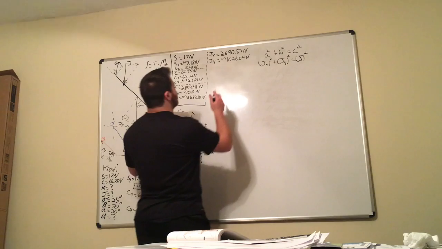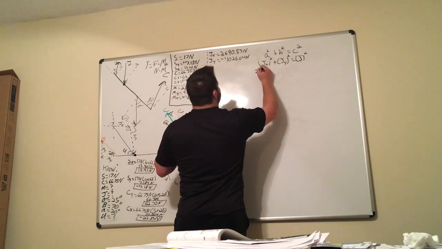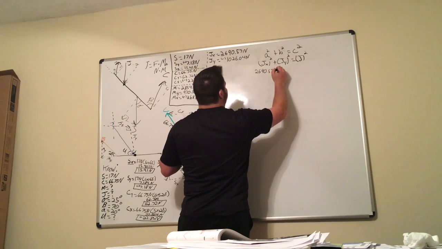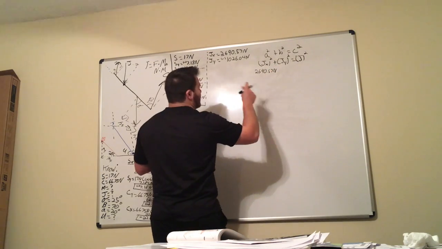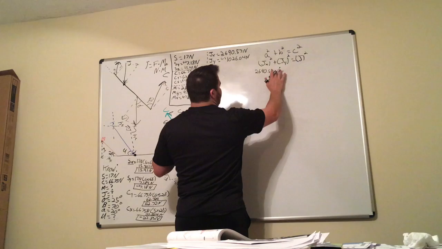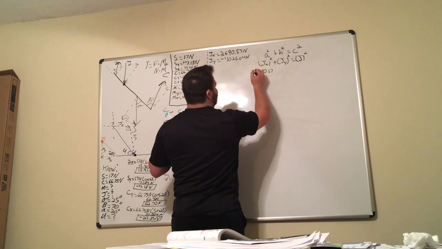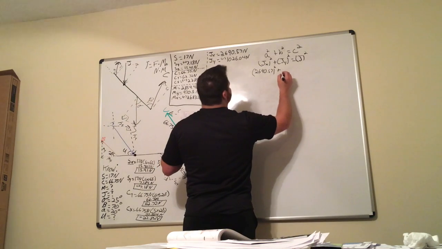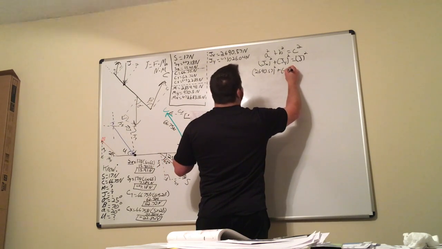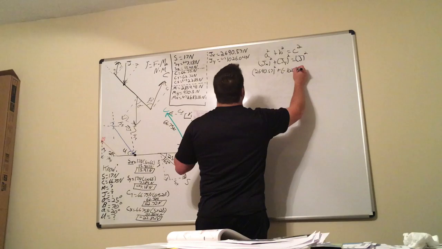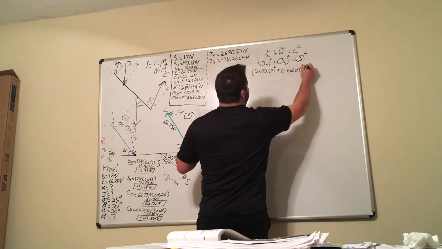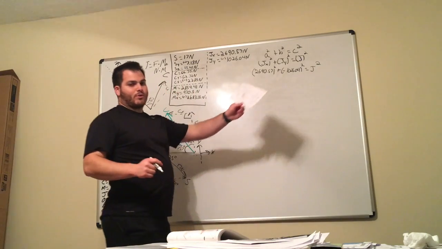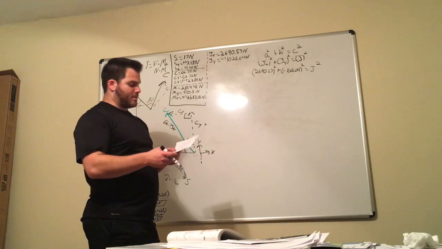So j of x, we have 2,690.57 newtons squared. Don't even worry about the newtons for now. We'll add it in at the end. So that's squared plus j of y, which is negative 1026.04 squared is going to equal j squared. Remember, when you square a negative number, negative times negative is a positive.